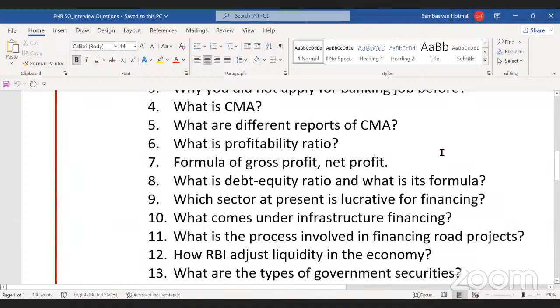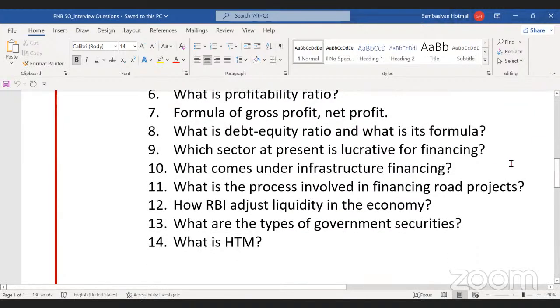What is profitability ratio? Formula for gross profit or net profit? What is debt equity ratio? What is its formula? Which sector at present is lucrative for financing? Such a good question. Which sector is at present very lucrative for financing?